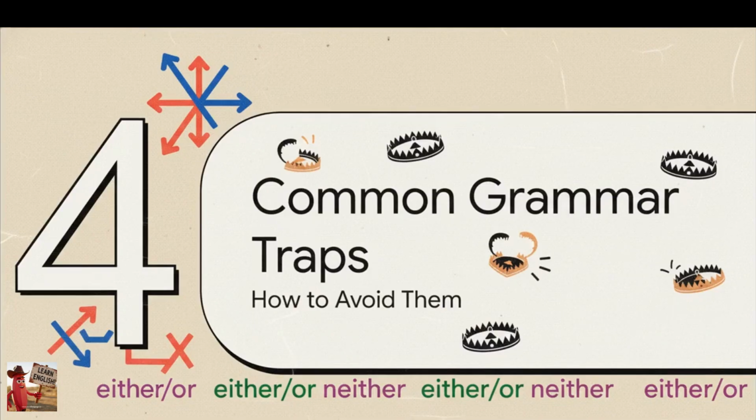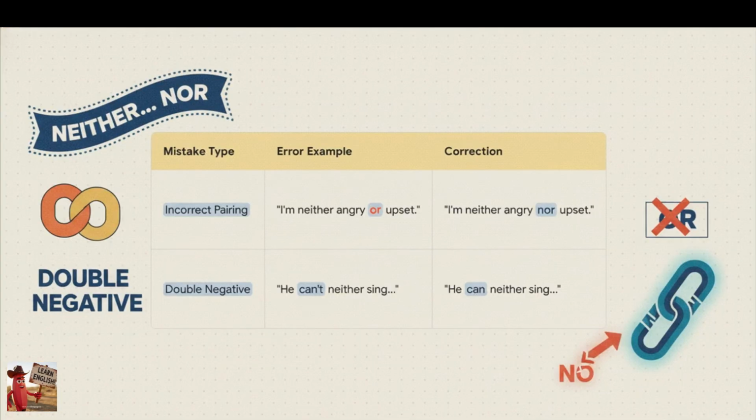All right, you are so close to being a total pro at this. Let's just quickly run through a couple of super common traps that people fall into so you can just sidestep them like they're not even there. Okay, here are two big ones. First, you can't mix and match the pairs. Neither always goes with nor, always. You can't say neither/or. Second, you've got to avoid the double negative. The word neither is already negative all by itself, so you don't need another negative word like can't. You just say, he can neither sing nor dance.